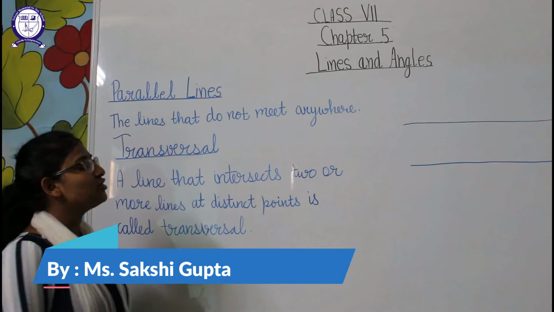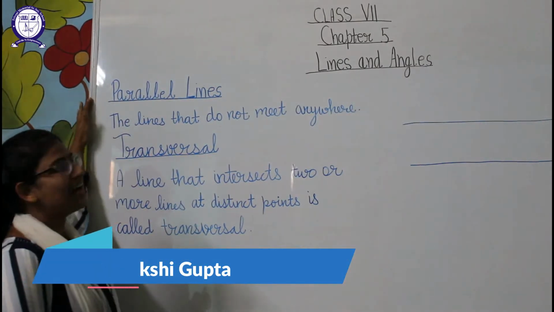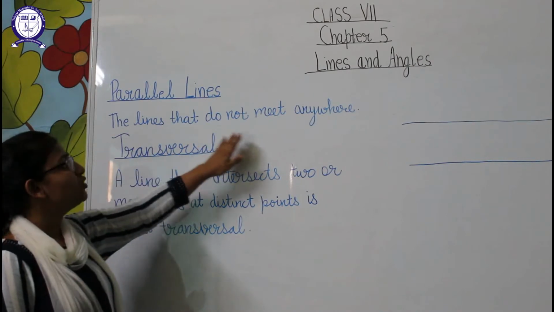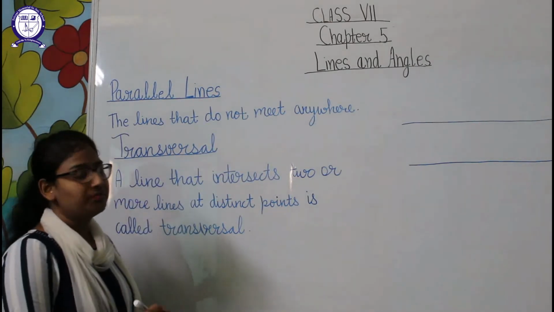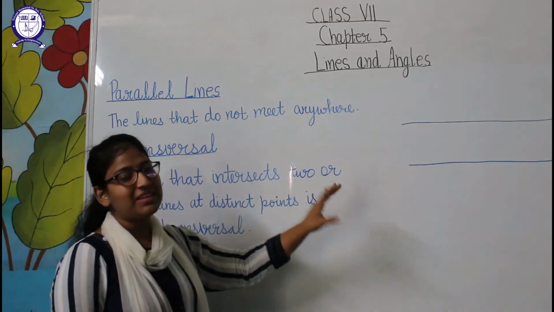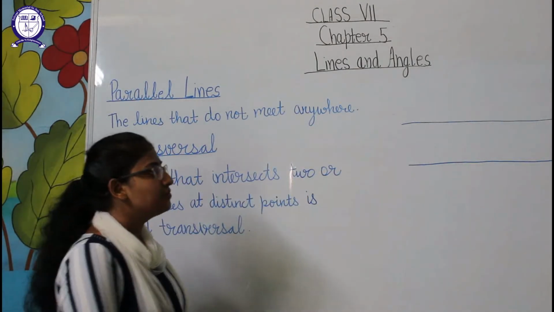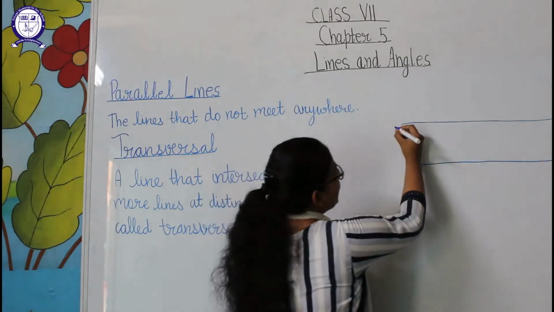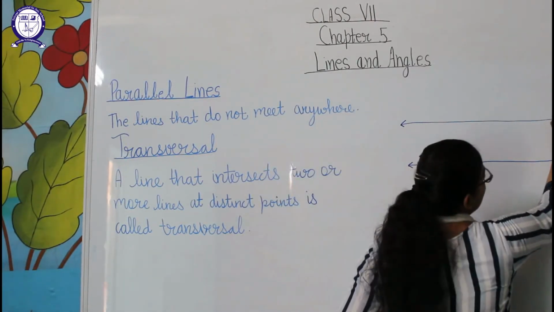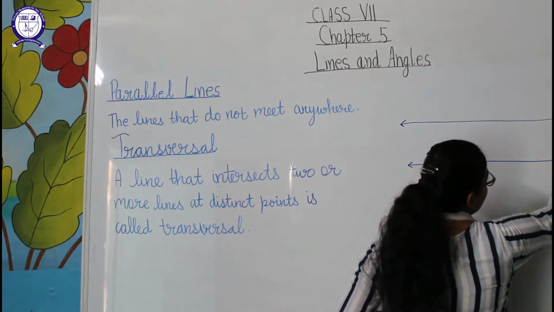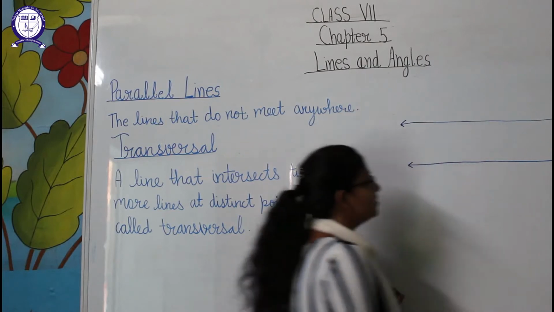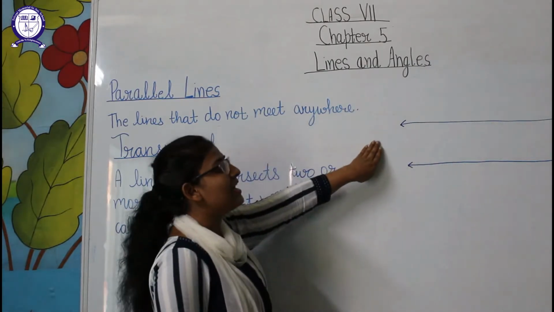Students, now our next topic of chapter 5 is parallel lines. What are parallel lines? The lines that do not meet anywhere. It means the lines will keep on going but they will not meet anywhere. These are the two parallel lines here. This is line L and this is line M. These two are parallel lines here, L and M.